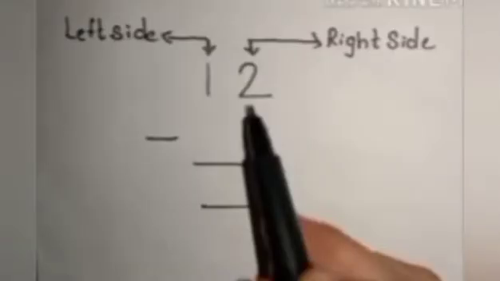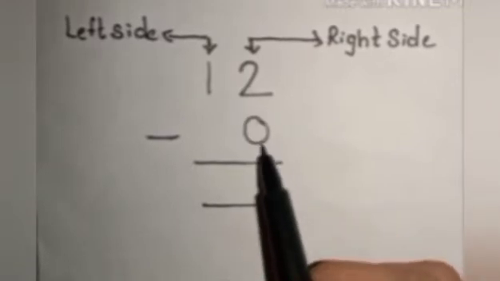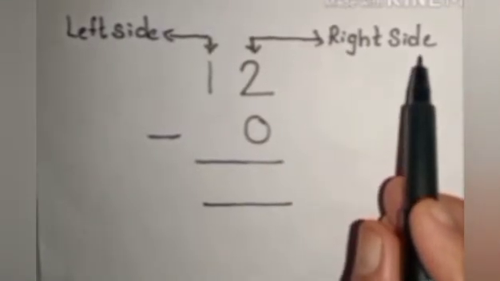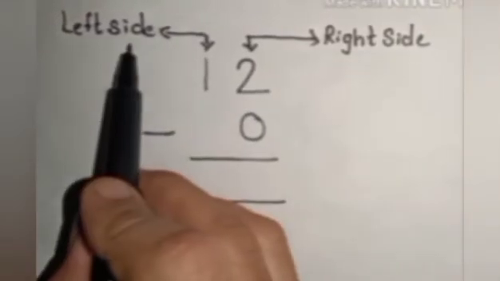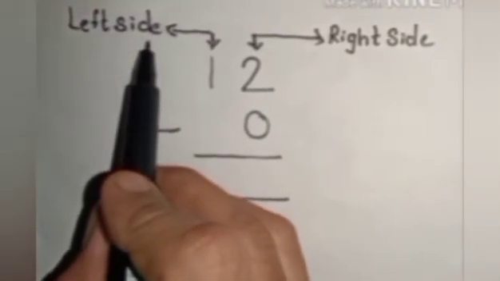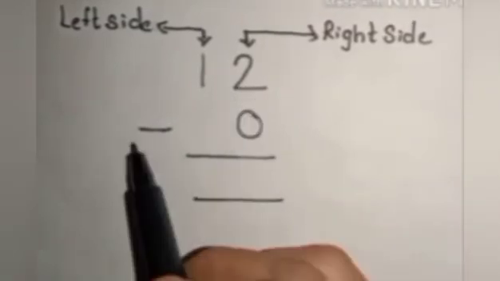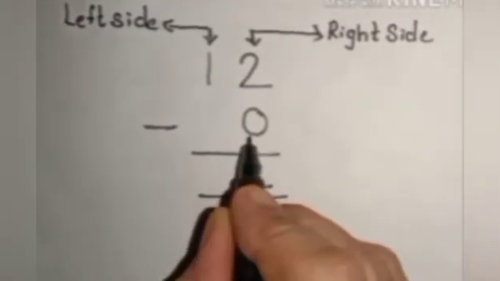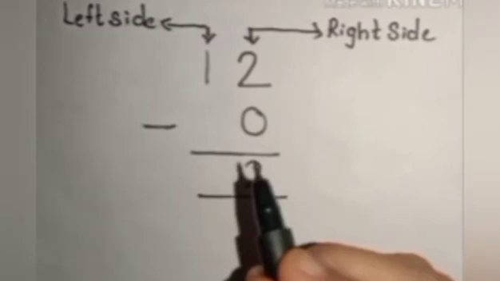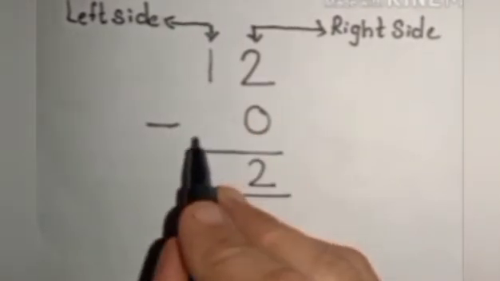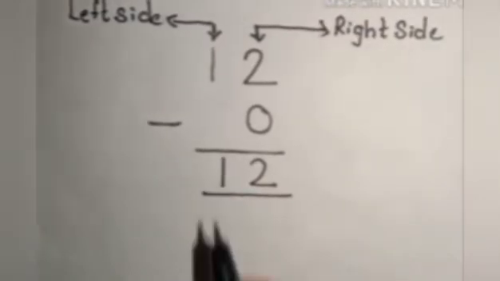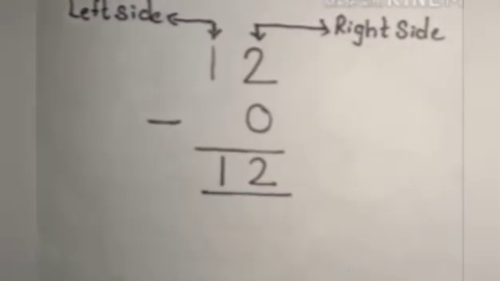The given number with two digits has the right side as the ones place, as well as the left side, the tens place. Now 2 minus 0. 2. You have to write 2 in the ones place. Now this 1 will come down. You have to write 1 in the tens place. So the answer is 12.